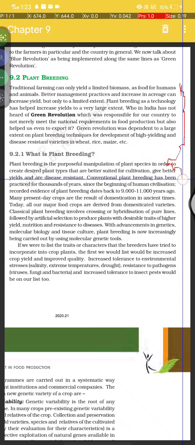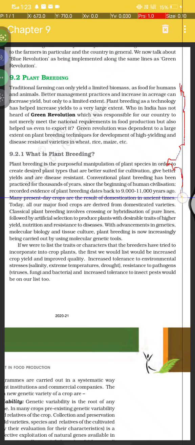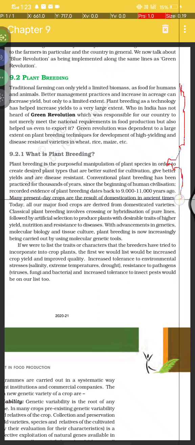And conventional plant breeding has been practiced for thousands of years since the beginning of human civilization, and recorded evidence of plant breeding dates back to 9,000 to 11,000 years ago. Many present day crops are the result of domestication over time.